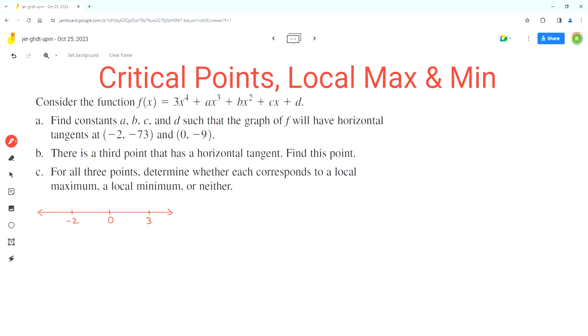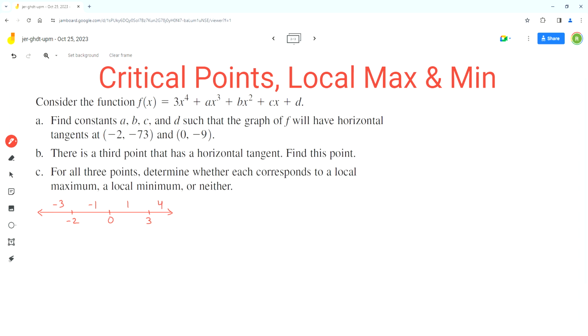Now we have to find whether the sign of f prime of x is positive or negative on the left and right hand side of these critical numbers. For that we'll use test values in each part of the number line, or interval. To the left of -2, we can use the test value -3. Between -2 and 0, we can use -1. Between 0 and 3, we can use 1. And to the right of 3, we can use 4.